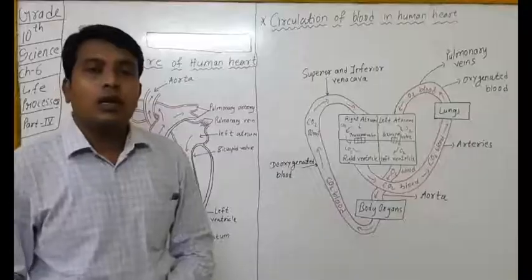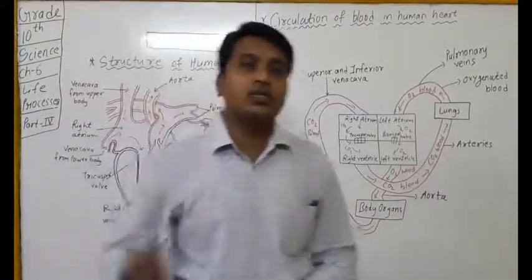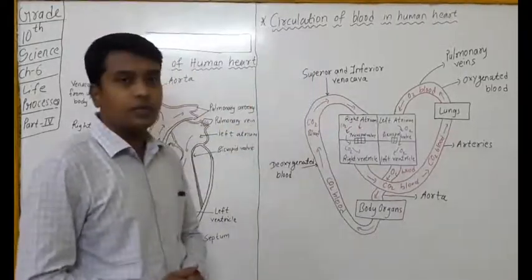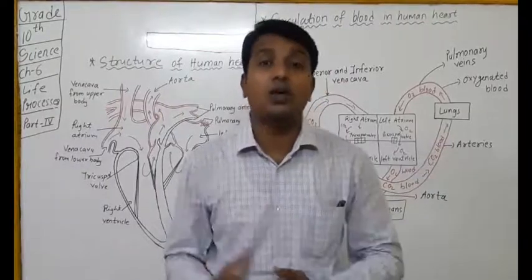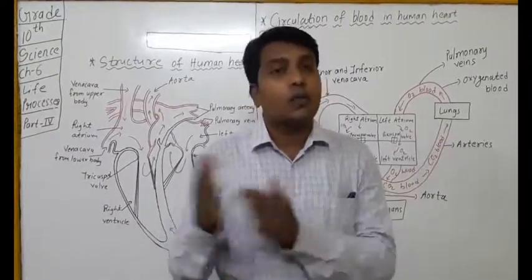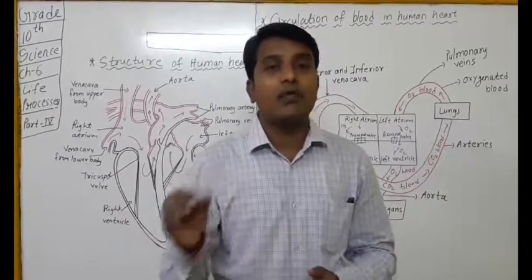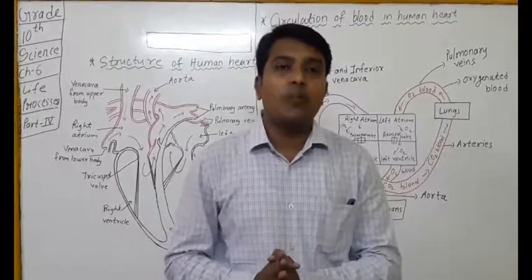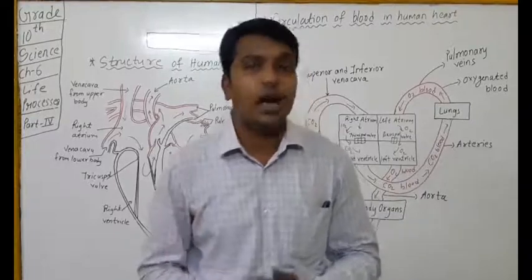Okay. Now let's move to our next topic, which is related to this human heart only. That is circulation of blood in human heart. Just now we have learned about how our human heart looks like, into what parts it is divided, how they work, what each and every part is known as. Now we are going to learn about the circulation of blood which is taking place inside and outside the heart.